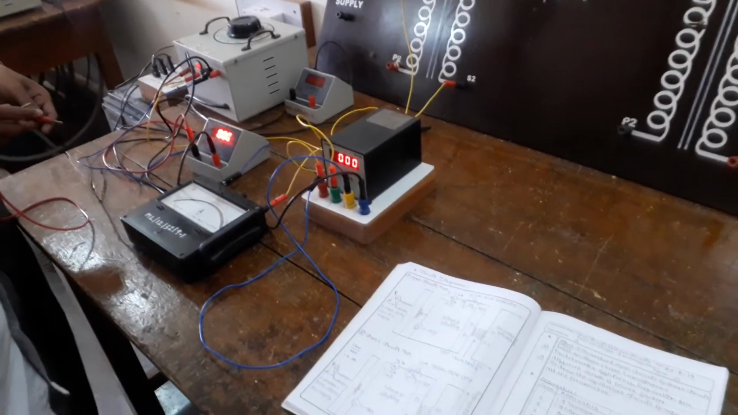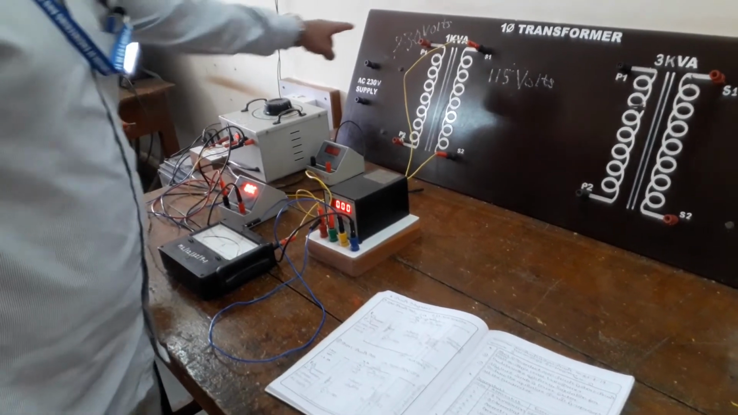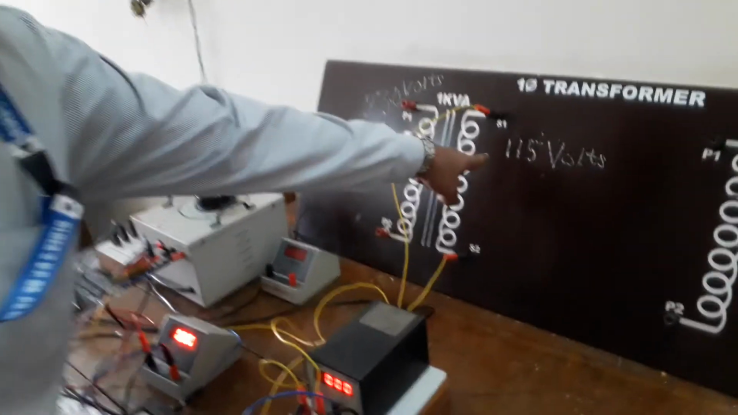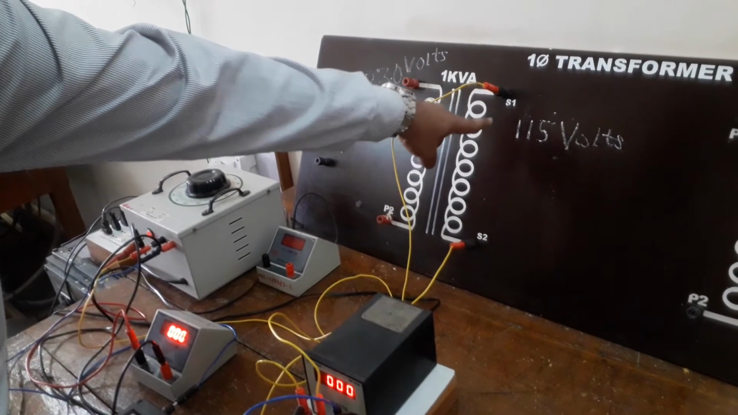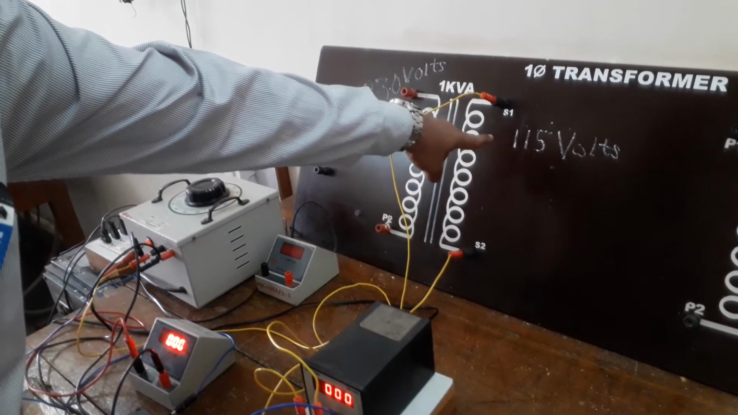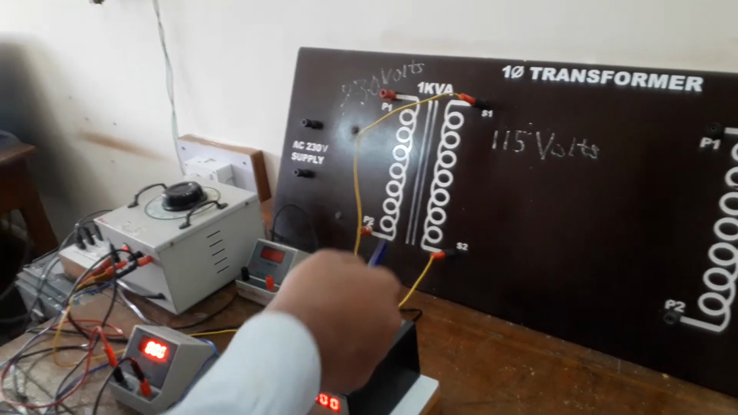For the short circuit test, always the LV side should be shorted. Here this is my 230 volts and this is 115 volts. So here 115 is the LV side. For that reason, we are shorting the LV side.